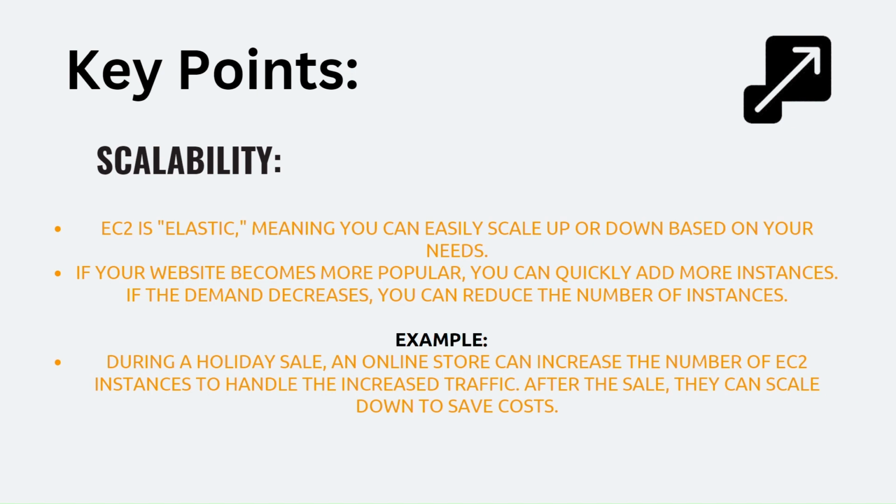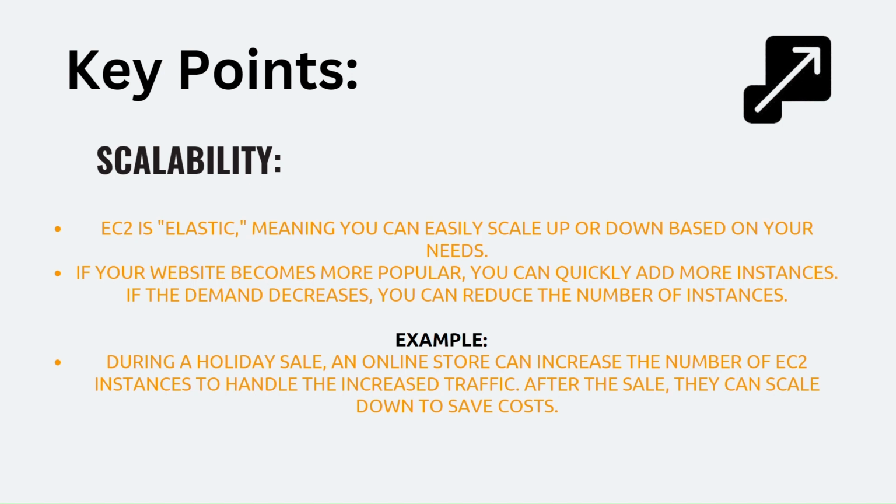So EC2 is elastic, meaning you can easily scale up or down based on your needs, right? If your website becomes more popular, you can quickly add more instances. If the demand decreases, you can reduce the number of instances. Get it? So basically, let's break down the Elastic Amazon EC2, right?